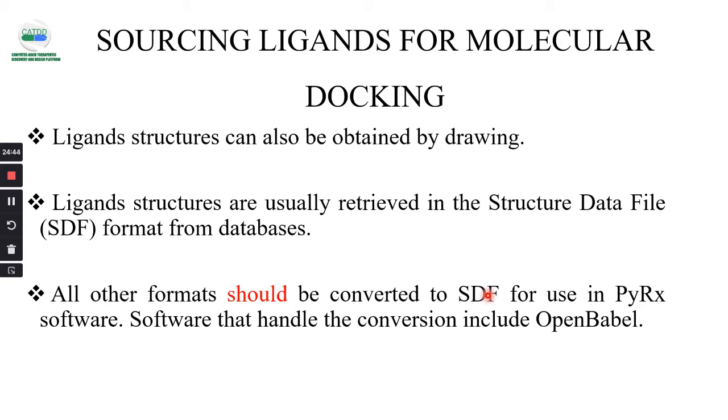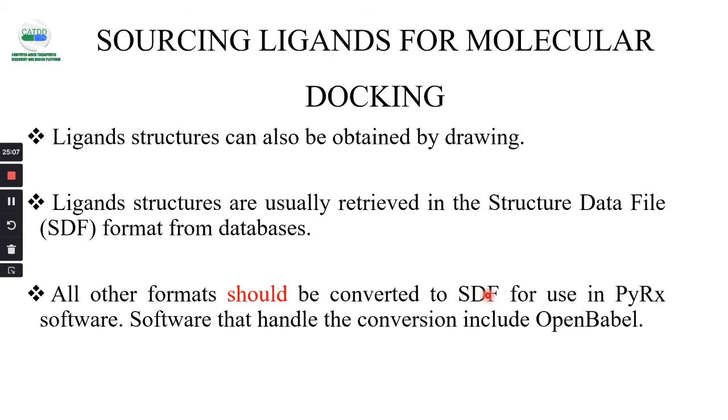Okay, let's say you draw a particular compound, you have it in Mol2. You should convert it to SDF, maybe using OpenBabel. OpenBabel is a common software that is used for file conversion in drug design and discovery. So you can just easily convert. You have it in Mol2, Mol3, or any other format. You can easily convert it using OpenBabel or Avogadro.